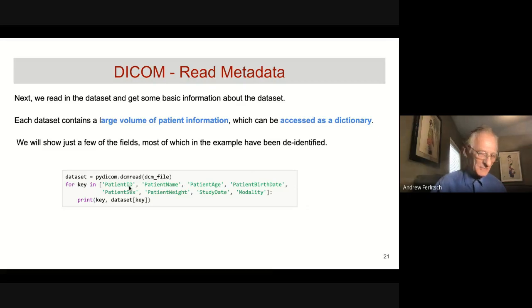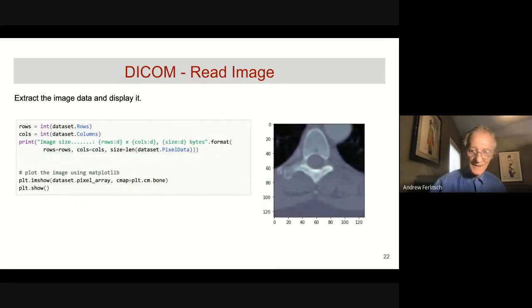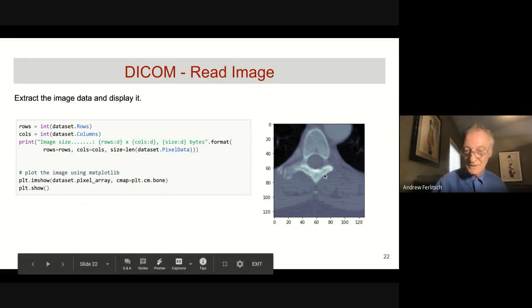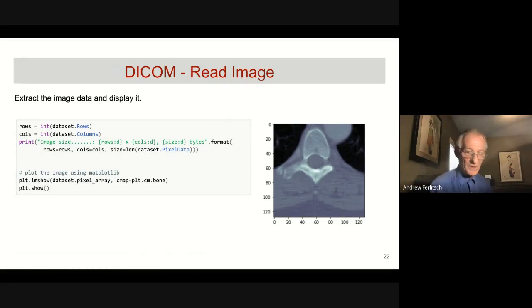So these are just examples. There are hundreds of keys you could dereference, but here I'm doing the patient ID, patient name, patient age, birth date, sex, weight, study date, when the image was taken, and modality, how it was taken. And here's just an example of me doing one. From this data set, it has only one image in it. So I'm going to get the number of rows and columns, and then I'm going to plot the image here. And so here is an example of a DICOM image I have pulled out of that small data set.